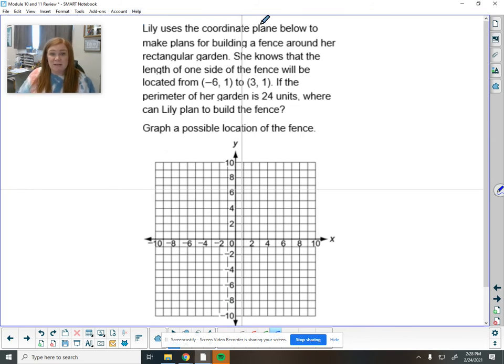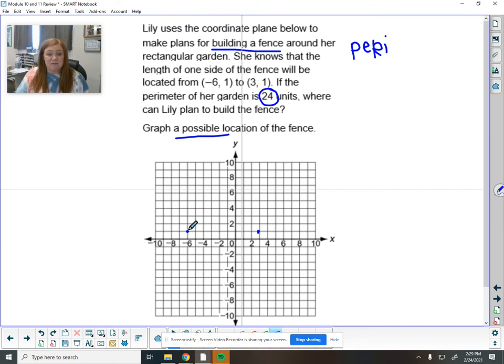Lily uses the coordinate plane below to make plans for building a fence around her rectangular garden. When I'm hearing fence, I'm thinking perimeter. So perimeter just adds up around. She knows that the length of one side of the fence will be -6, 1, 2 over 3 up 1. So this is one side of her fence. The perimeter is a total of 24. Where could Lily build the fence? So we just have to do a possible location.